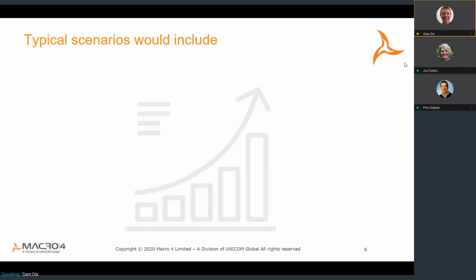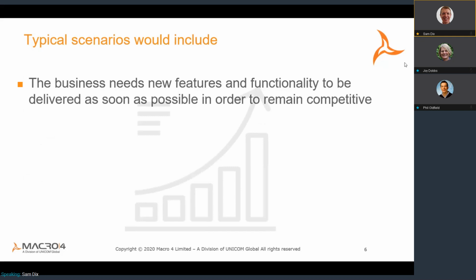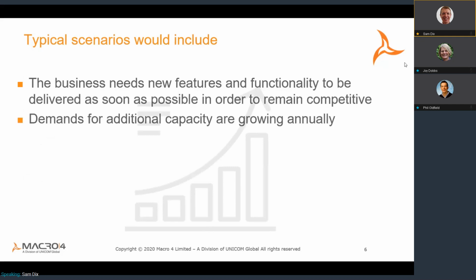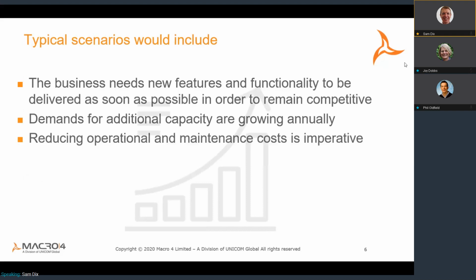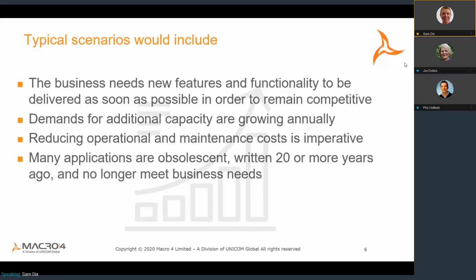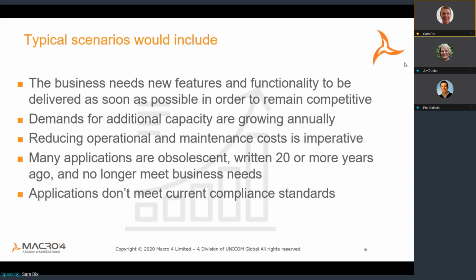Typical scenarios driving the need for increased business efficiency include that the business needs new features and functionality to be delivered as soon as possible in order to remain competitive. But then demands for additional capacity are growing annually, but at the same time, we've got to reduce operational and maintenance costs, and that's imperative. But many of these applications are obsolescent, written 20 or more years ago, and no longer meet business needs. Applications don't meet current compliance standards. By decommissioning legacy applications, you can reduce your support overheads, but also refocus energies and budget on innovation and the more important activities that are of strategic value to your business.